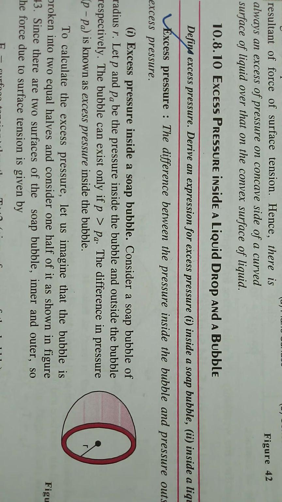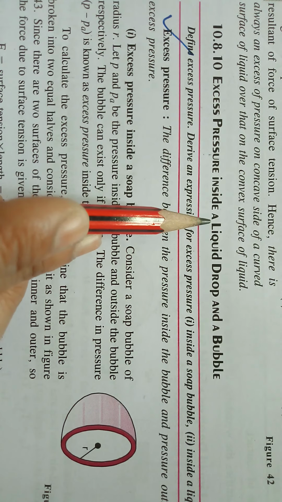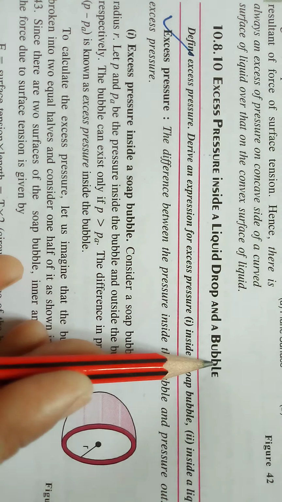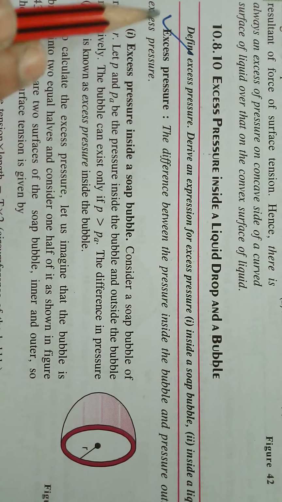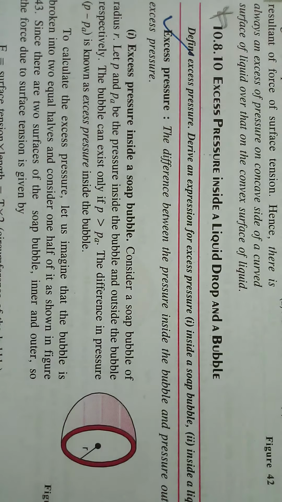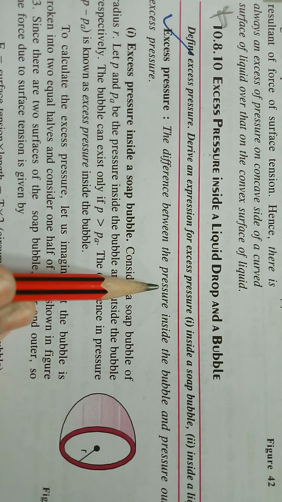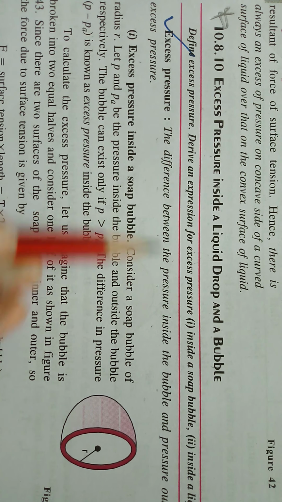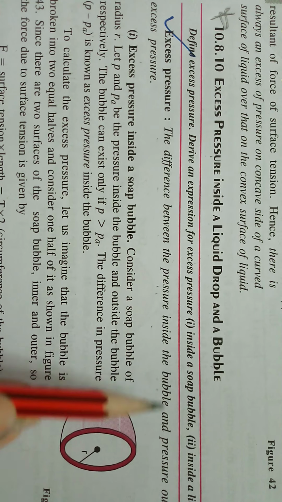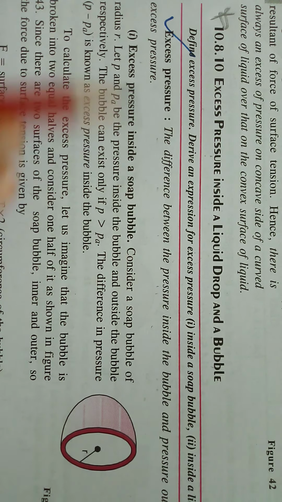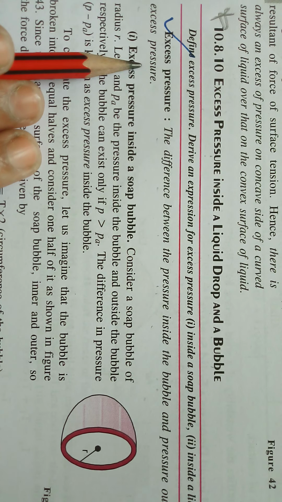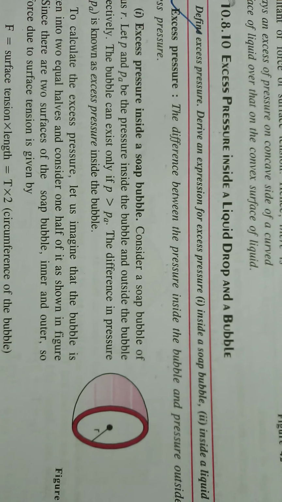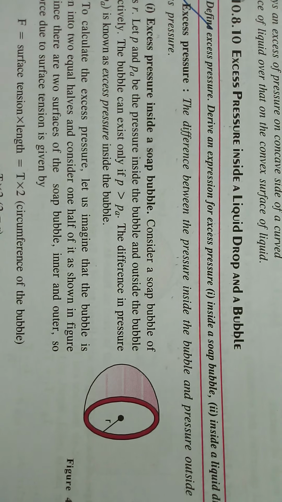Students, next article is excess pressure inside a liquid drop and a bubble. So now what is excess pressure? The difference between the pressure inside the bubble and the pressure outside the bubble is called the excess pressure. Clear? So the first article is the excess pressure inside a soap bubble.